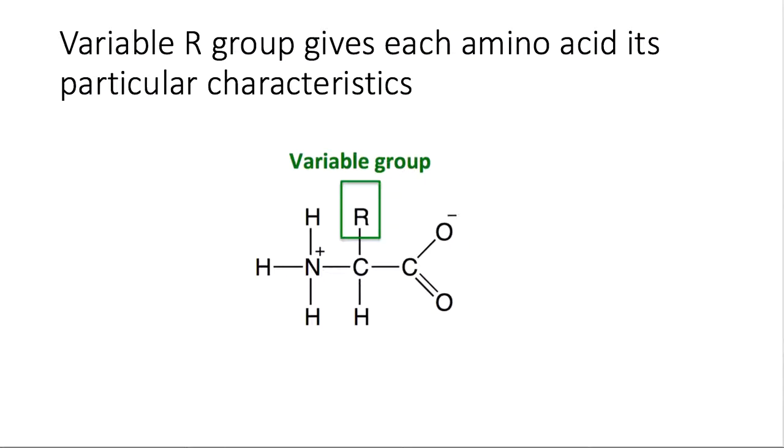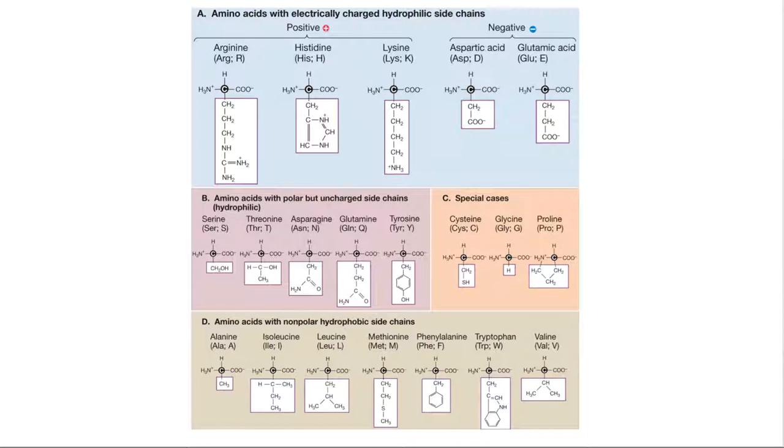Remember that what distinguishes the amino acids from one another are the particular characteristics of their R groups, or their variable side chains. The 20 amino acids can be grouped based on their side chains. Some have positively or negatively charged hydrophilic R groups. Others are hydrophilic and polar but uncharged, and others have nonpolar and hydrophobic R groups.